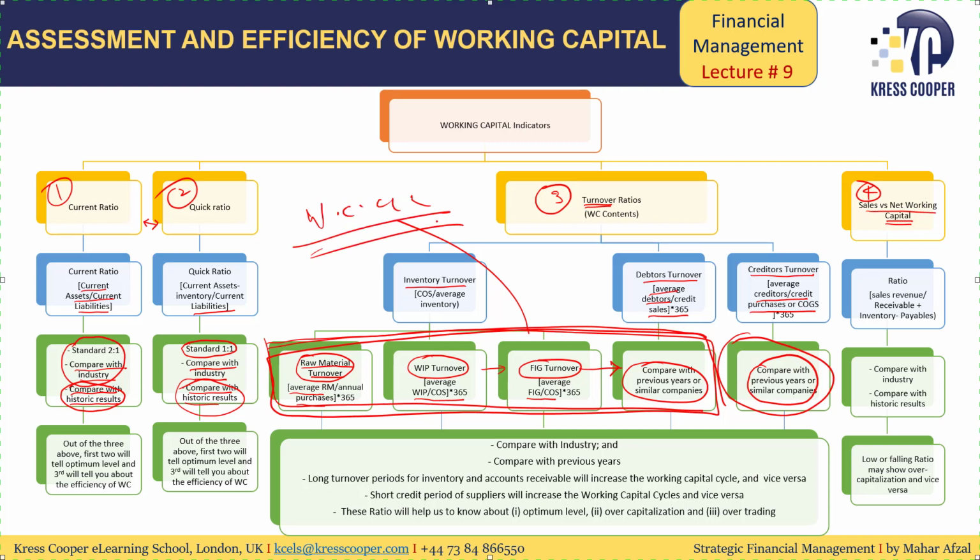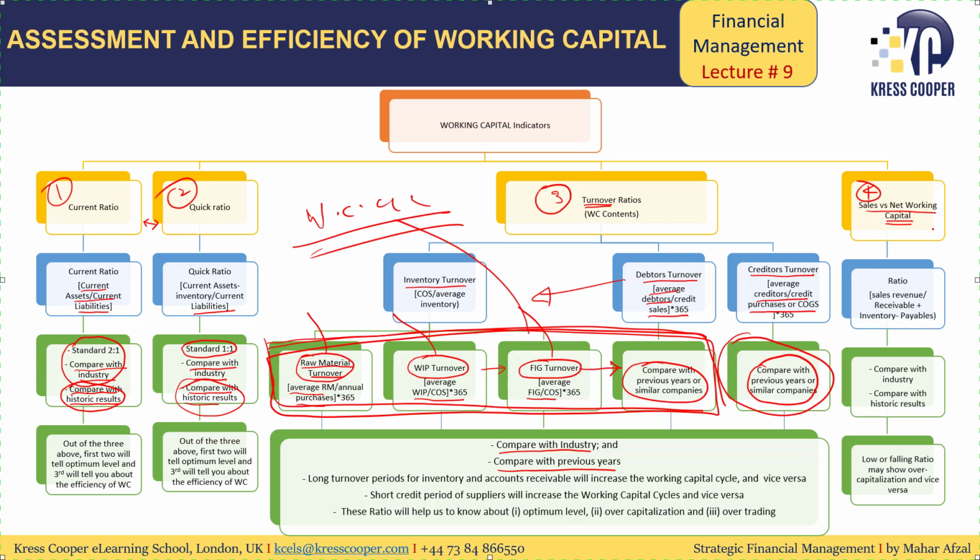Whenever we are calculating this turnover ratio, we will compare it with the industry to know the optimum level. We will compare it with the previous years to know the efficiency of the turnover ratio. So if raw material turnover, work in process turnover, finished goods turnover, as well as debtors turnover is increasing, definitely my working capital cycle will increase. When my working capital cycle increases, we will be required to inject more working capital. In the same way, if creditors are being paid very quickly, then the working capital cycle will increase and we will be required to inject more working capital, and vice versa.